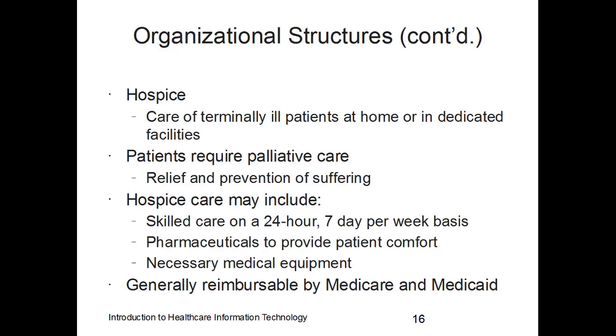Another type of organization you can have is hospice. And this type of facility will care for terminally ill patients either at home or in a dedicated facility, like a hospice house, for example. And at hospice, the patients will receive palliative care. So you are making the person more comfortable in their final days before they pass away. So it's the relief and the prevention of suffering.